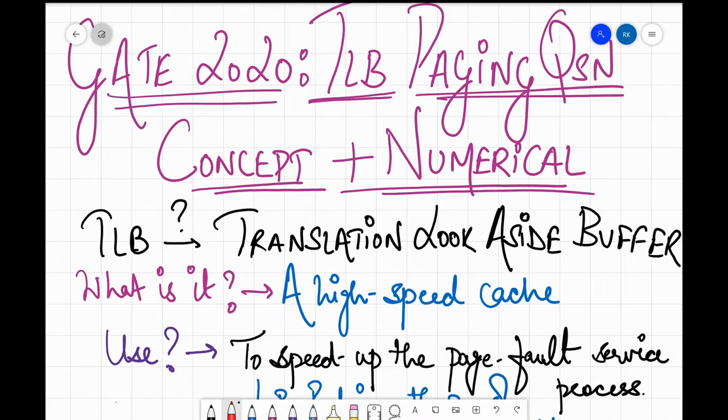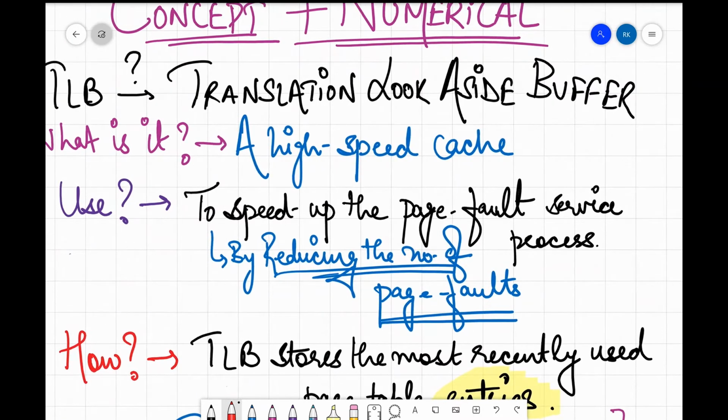So what was its purpose? Why was it introduced? It was basically introduced to speed up the page fault service process, which takes place. So how does it take place? What goes on in it? How does TLB help improve it? That's all what we are going to study in today's video.